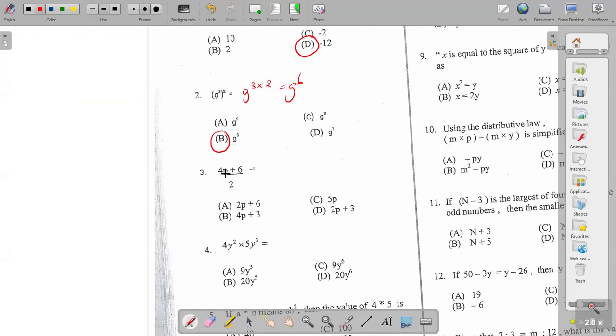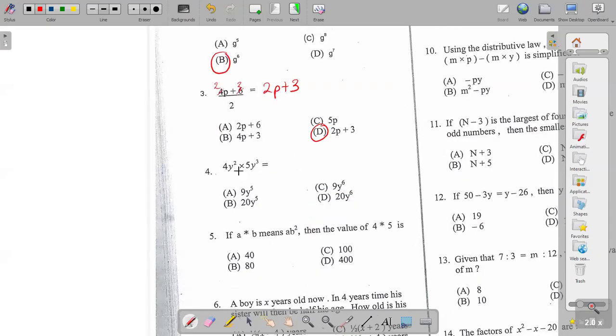All right. Obviously, we can't add these two things because they're different terms, but both of them are even numbers. So that means both of them can be divided by 2. So 2 into 4 goes 2 times, 2 into 6 goes 3 times. So we can end up with 2p plus 3, which is D.